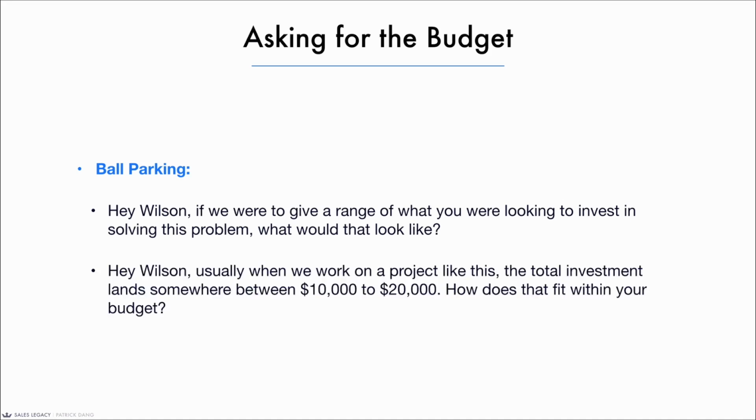Another example is, hey, Wilson, usually when we work on projects like this, the total investment lands somewhere between $10,000 to $20,000. How does that fit within your budget? And as you can see here, I'm straight up just asking this person's budget, but in a way where I'm giving him a range. So I'm not saying what is your exact budget to the dollar, right? Because people feel very uncomfortable when you say that. But if you give them a range and give them flexibility, they feel like they're in control and they are controlling how much information they're giving you.